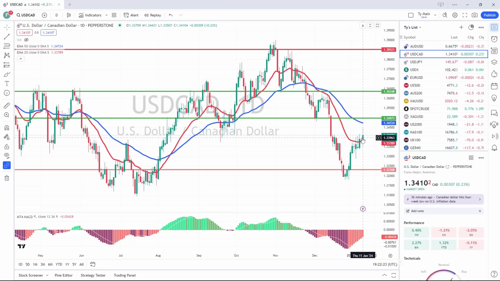If, of course, it fails here, there is a bit of resistance here. There's no question about that. If it rolls over and starts to make a series of lower highs and lower lows, then we'll reassess and we'd be looking for targets around that 132.50 area. So a bit of work to do for that to happen, but it certainly can. We'll look for the series of lower highs and lower lows in that instance.